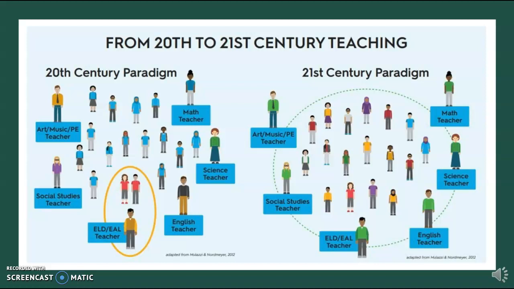In the 20th century paradigm, the responsibility for ELs falls to the EL teacher, perhaps in an antiquated pull-out model. However, in the 21st century, there's a shared sense of responsibility for all students. All of the teachers are connected in an inclusive circle. We often see this optimized in the co-teaching service model.